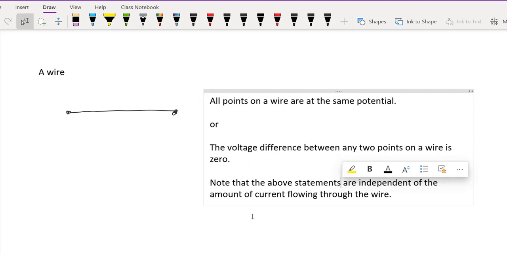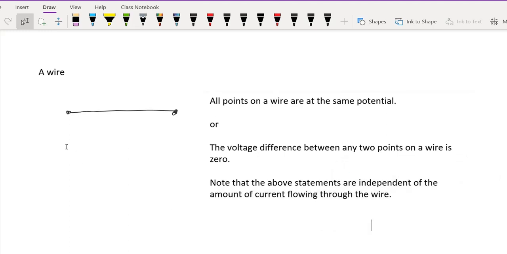Note that these two statements are independent of the amount of current flowing through the wire. Right? That means the amount of current flowing through the wire depends on what's connected to it. But whenever there are 2 points connected by a wire, we say those 2 points are at the same potential.